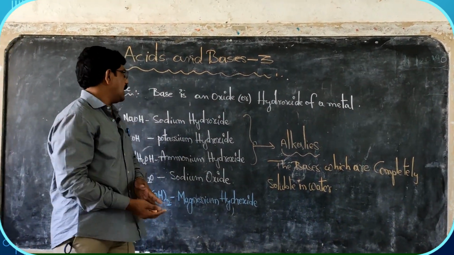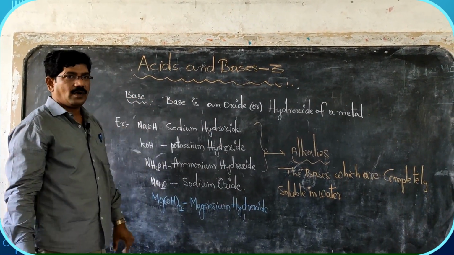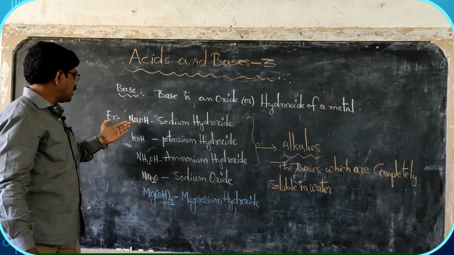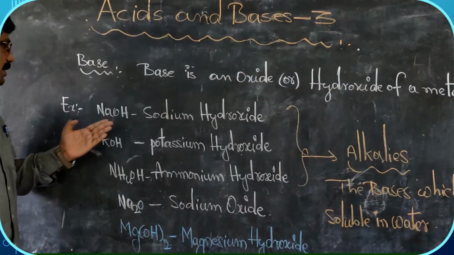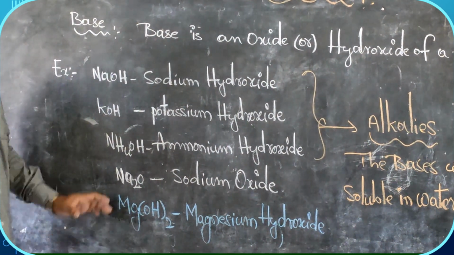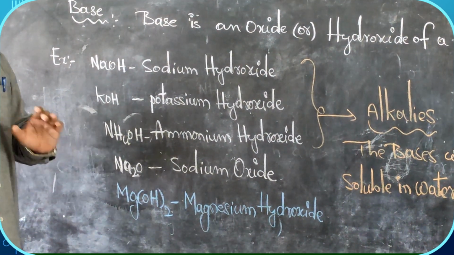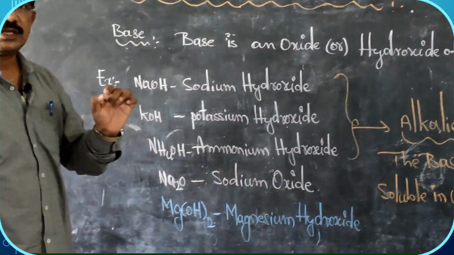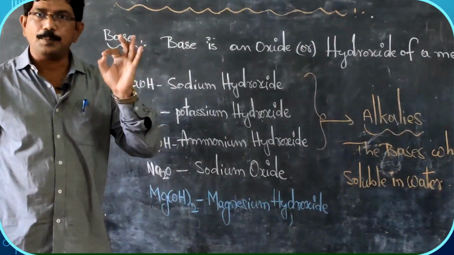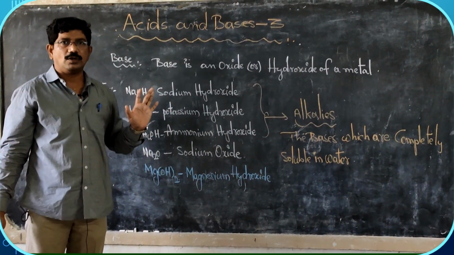So this is about what a base is. Next, what are alkalis? Examples of alkalis are sodium hydroxide, potassium hydroxide and ammonium hydroxide. A few bases are not soluble in water, so they are not considered alkalis. The bases which are completely soluble in water are considered alkalis. Are you clear about that one? Okay.